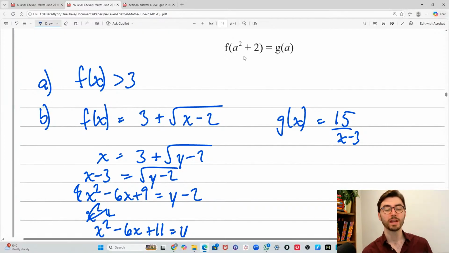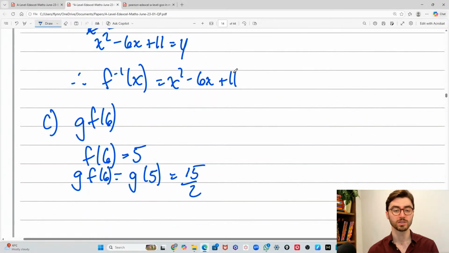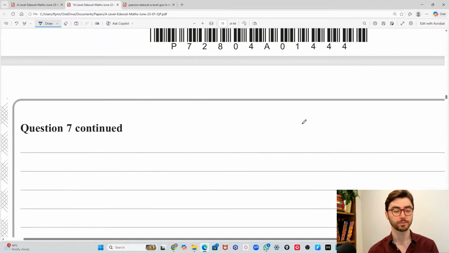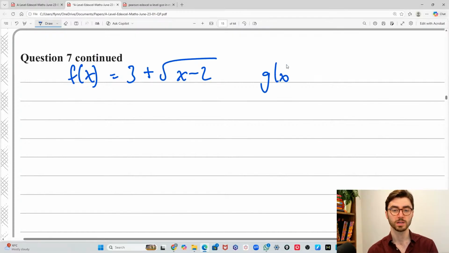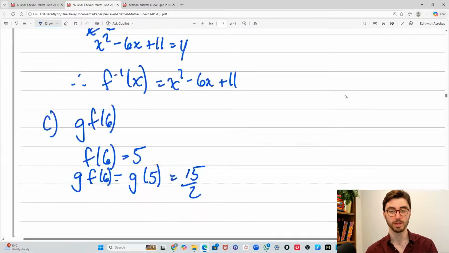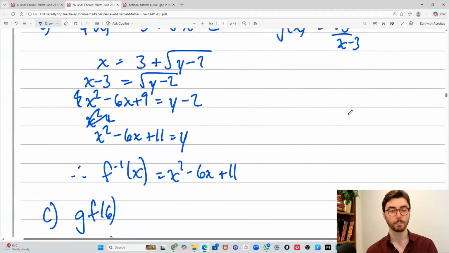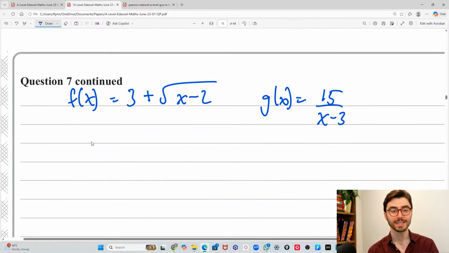Right, well, let's think about what happens. So what is f of a squared plus 2? I'll rewrite some things here. So f of x was equal to 3 plus the root of x minus 2, and g of x was equal to 15 over x minus 3, I believe. Yep. So what is f of a squared plus 2?